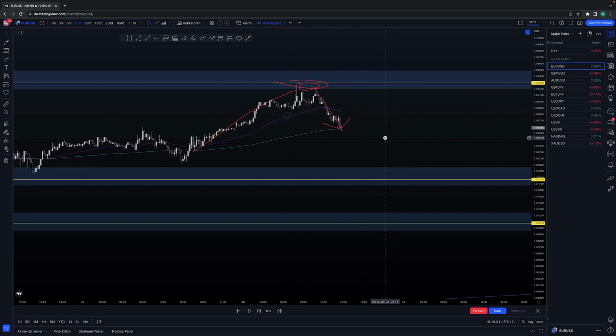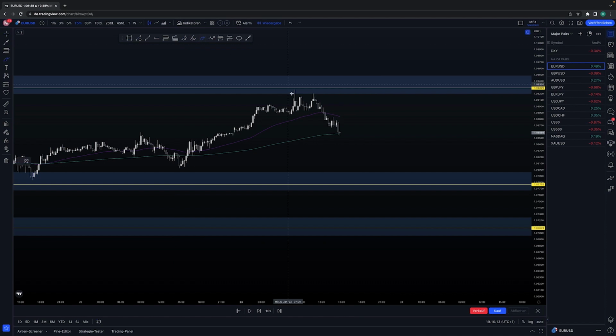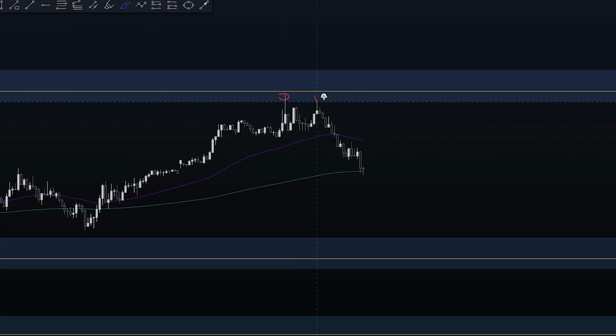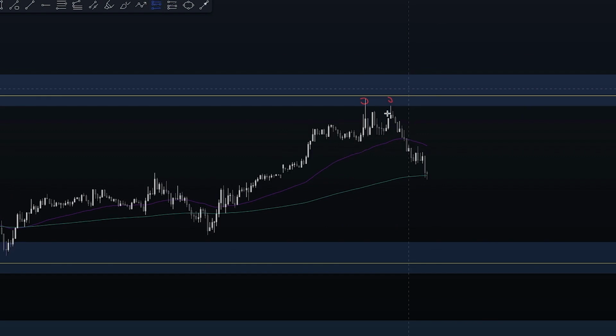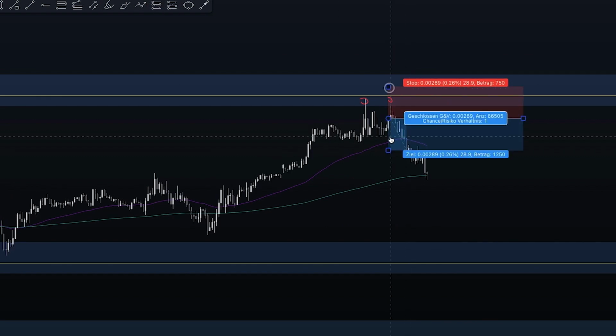Let's delete this because that's a little bit of a mess. So guys, you can see how we get here a clean double top. We have here one touch, two touch. That's your entry criteria. And right here, when you enter this trade, you can see how the market sells off right in here.